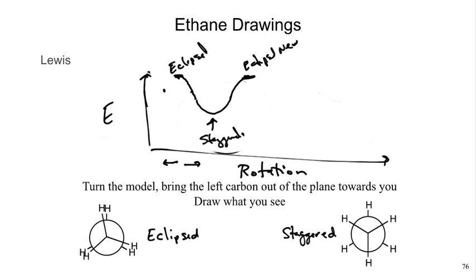It's the well. And as we continue to rotate, what happens? It goes back up. And then as we continue to rotate, it goes back down. And we're seeing alternating between eclipsed and staggered. There's a couple important things to note here. Staggered exists. Eclipsed does not.